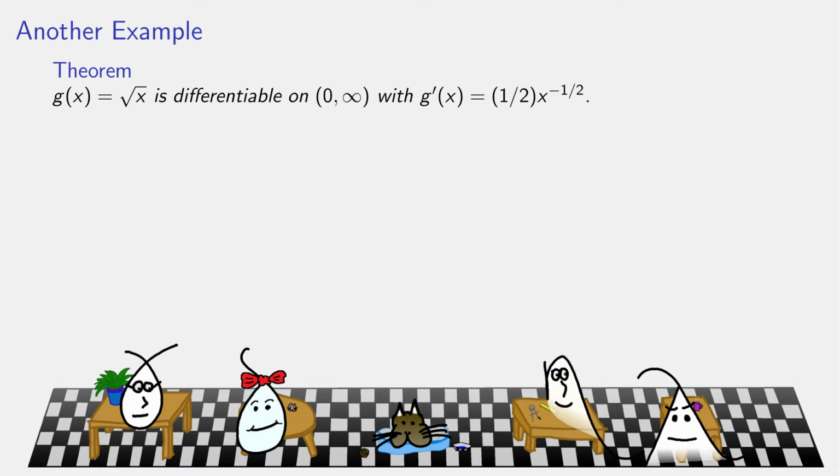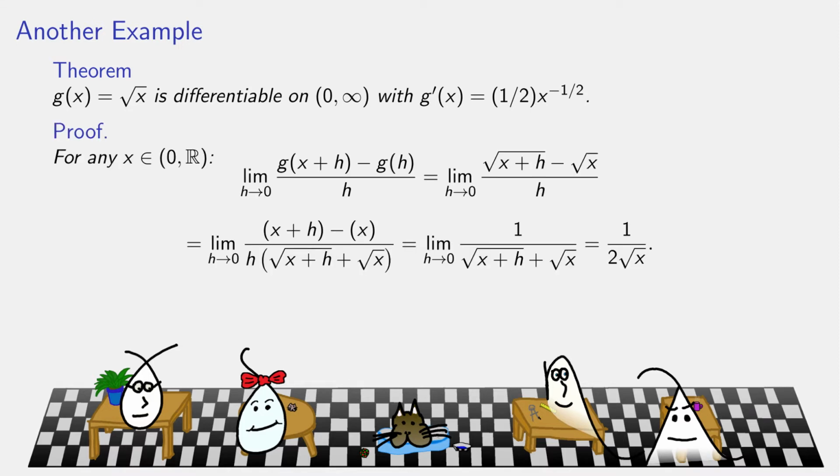Here's another example, and again, we're not going to be using any kind of power rule. Root x is differentiable for any positive number, and the derivative is 1/2 times x to the minus 1/2 power. So for any positive x, we start off by computing this difference quotient, g of x plus h minus g of x over h. Since g is just the root function, we get root of x plus h minus root x. Now if I multiply the numerator and denominator by the algebraic conjugate of this numerator, which would be the root of x plus h plus root x, notice I haven't changed the value, we've only multiplied by 1, so this is just a silly little manipulation.